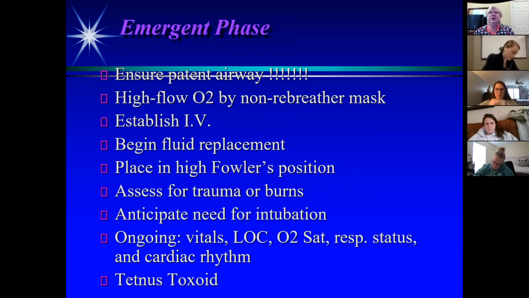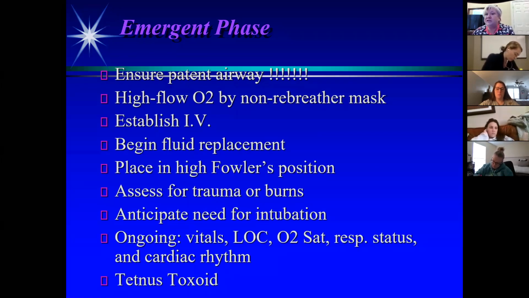Okay, so then we have the emergent phase. And this is at the beginning of the burn. There's no specific time frame, but there is a point at which it stops. But this is emergent. First, airway. Do we have any evidence of an airway problem? We're going to look for all the signs of inhalation injury.